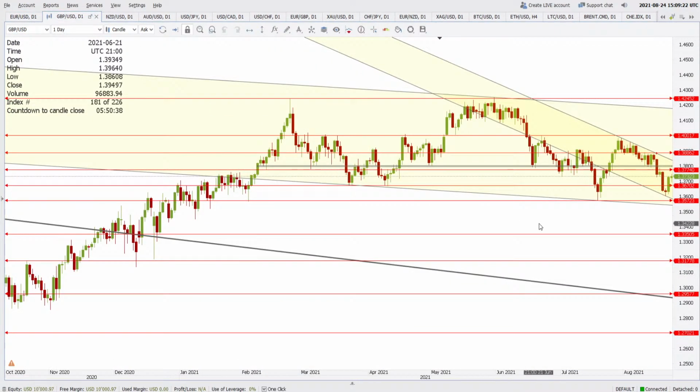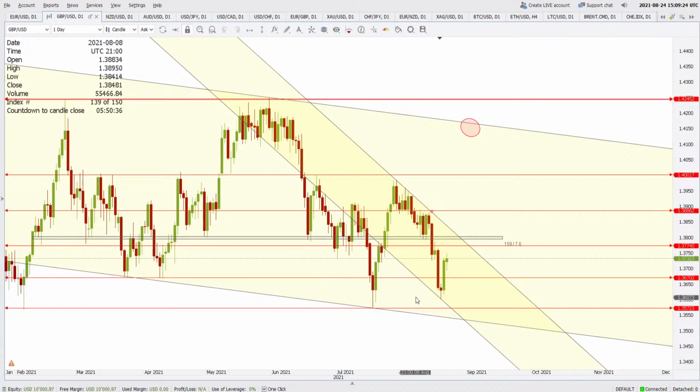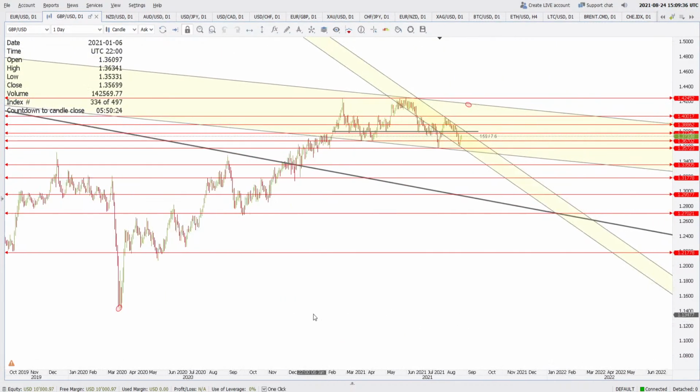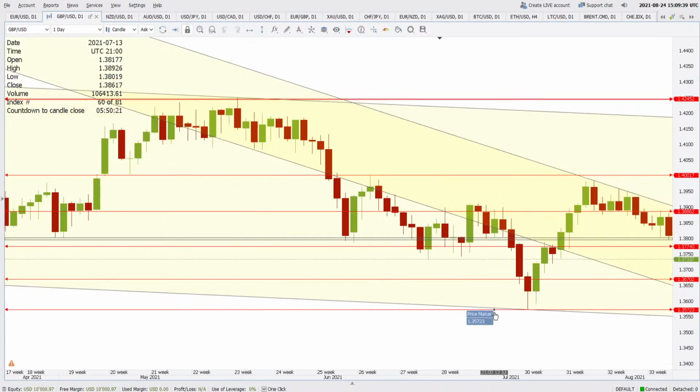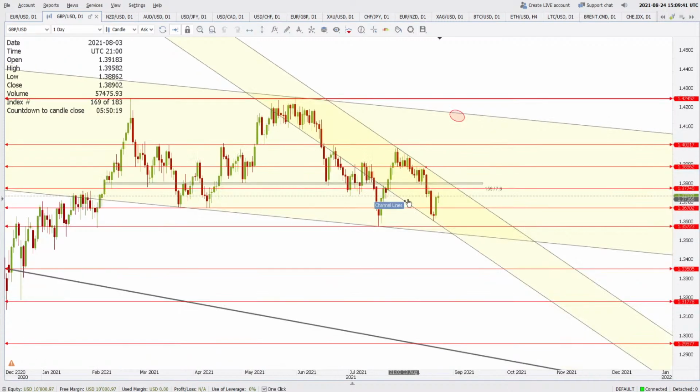Now talking about the GBP and USD, it is also trying to find some resistance at the higher prices. 1.3774 is the immediate resistance that we have come to. I think this is a resistance on some smaller time frames. Okay, 1.3800 is actually the resistance which we have marked on the chart, and yes, this is a support, this is the falling channel support line.